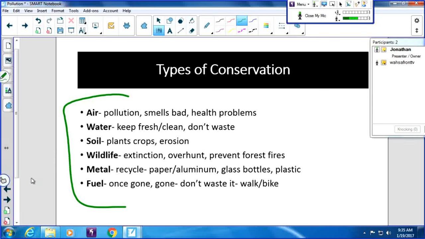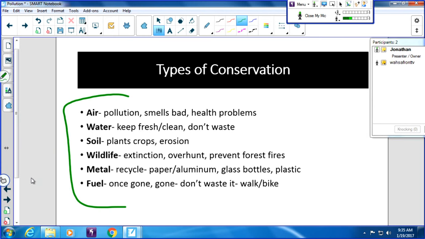And lastly, fuel conservation. Again, we talked about this. Take the example of gasoline: once it's gone, it's gone. So we should not waste it. We must find alternative means.